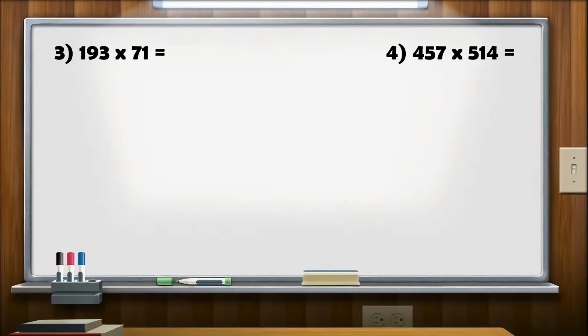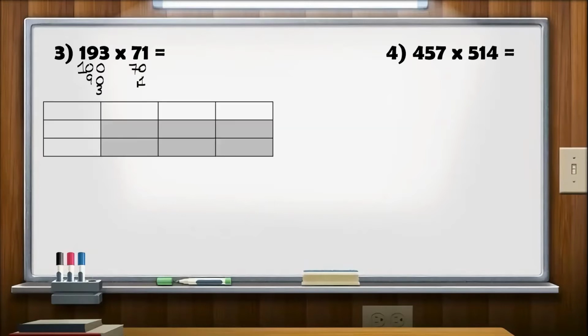So moving on to question number 3, we have 193 times 71. As we have done previously, we will partition the numbers. So 193 will be 193, and 71 will become 71.